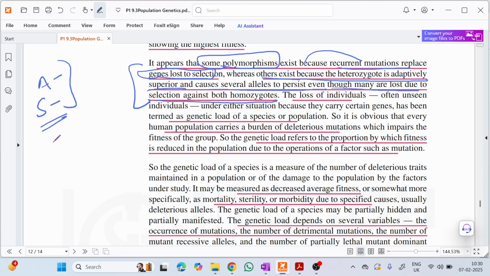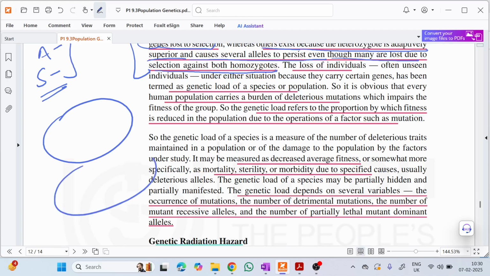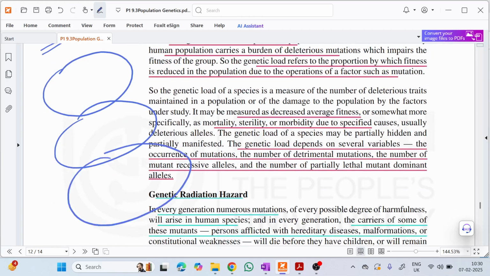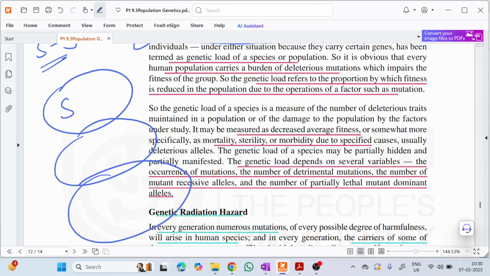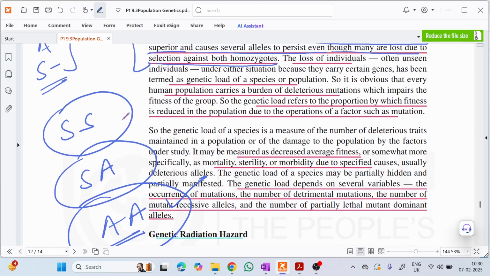So here in this case, I draw the notations again. Three variety of alleles: the homozygous dominant, the heterozygous dominant, and the homozygous recessive. And now we know, as I just explained, that this one will be lost. So if this one is lost, ultimately these two will remain in the system.